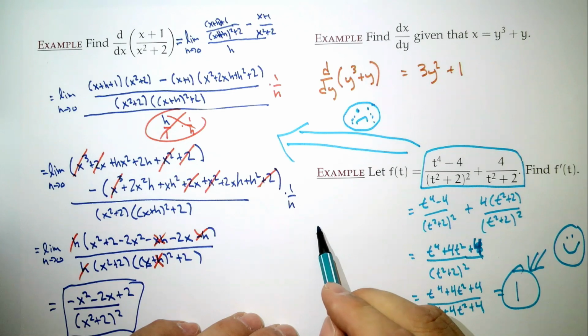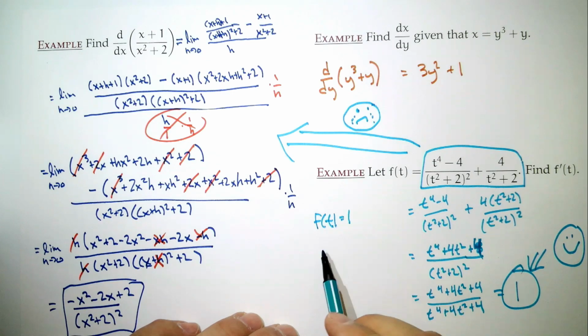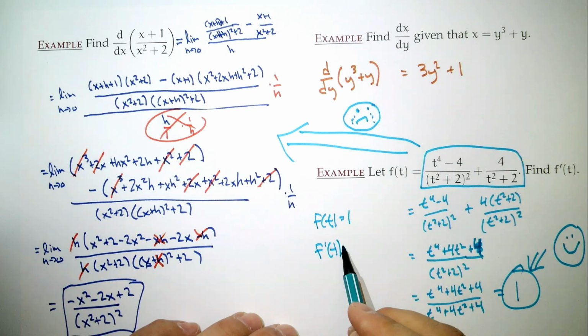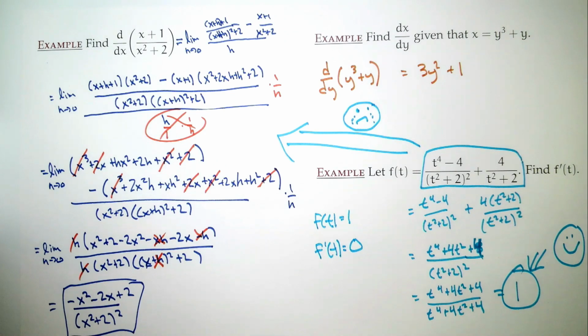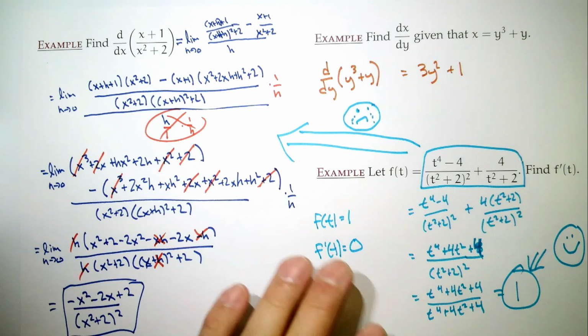Well, if our function is 1, the derivative of a constant is 0, because derivatives are talking about change. If your function is constant, there's no change, and therefore the derivative is 0. Okay.